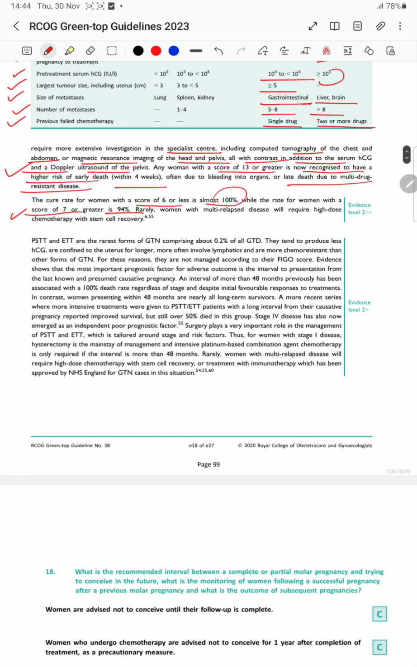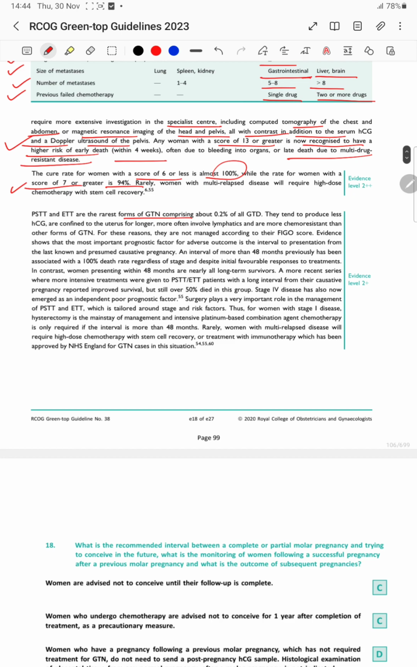So PSTT and ETT are the rarest forms of GTN, comprising about 0.2% of all GTD. They tend to produce less HCG and are confined to the uterus for longer. They involve the lymphatics and are more chemo resistant than the other forms of GTN.